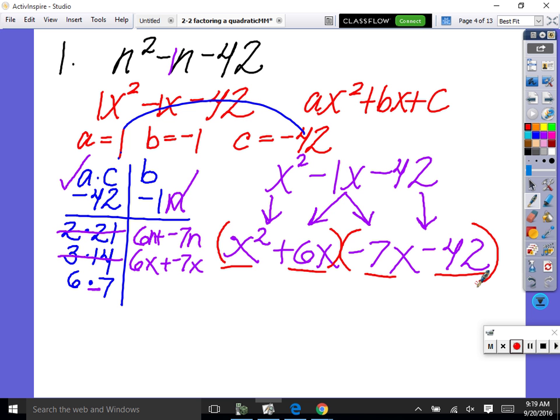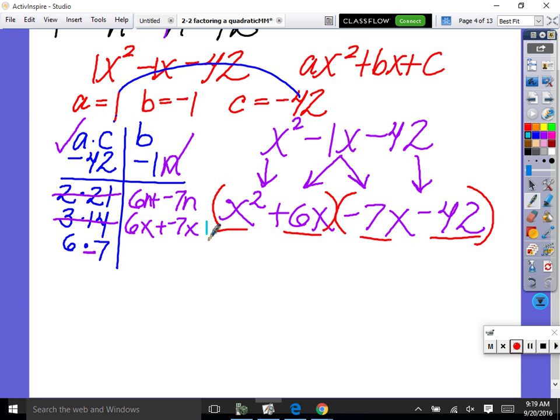So now we're to our part where we focus on each group and factor out what's in common. So I'm just going to focus on this first group and say, what's the greatest common factor? X, right? So I'm ignoring this right here for a minute. I'm going to factor out an X.